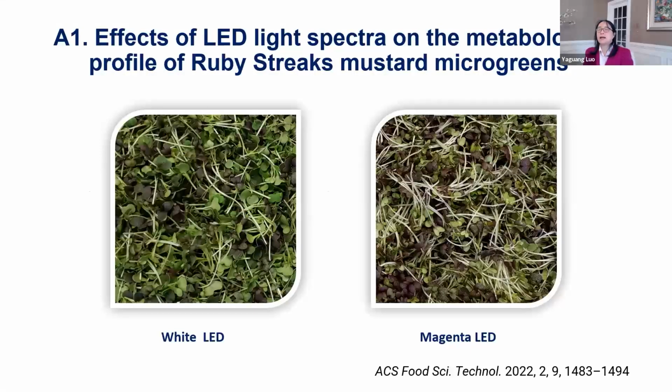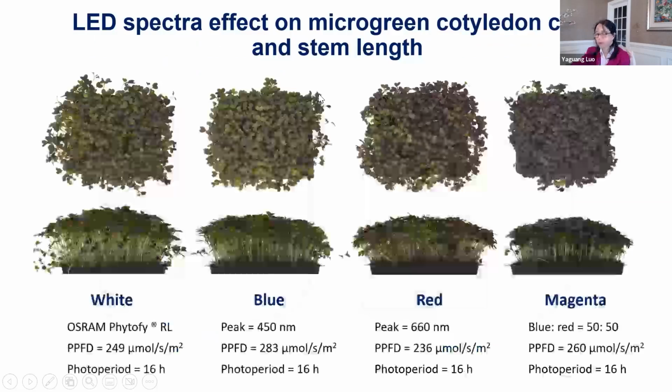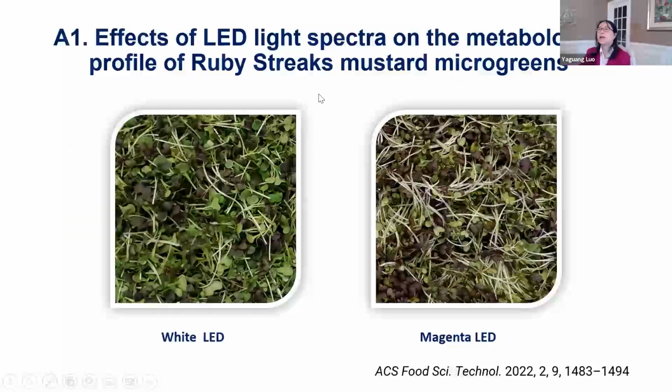Here's my first part, focusing on the LED light spectrum and the metabolomic profile of ruby streak microgreens. These 2 pictures are from our CEA industry collaborators. We understand that the CEA growers are trying to use magenta light to enhance the red color and also the phytonutrient content of microgreens. There are some studies, but not enough scientific information for them to make an informed decision. So we helped to fill the important data gap here.